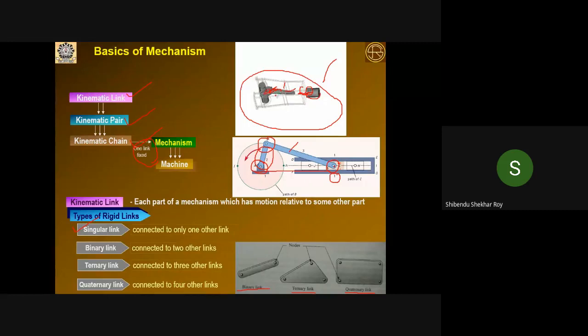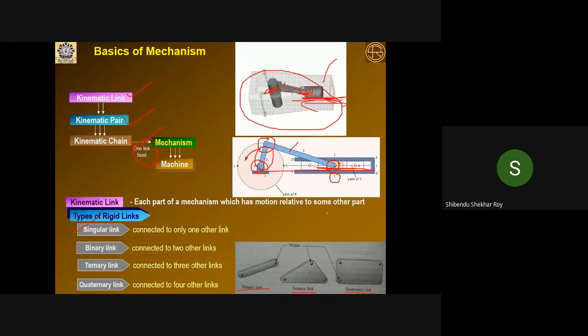Now just see this particular slider, the black color slider. It will slide over the S color fixed frame in a straight line. That means this one is the sliding pair in between 4 and 1.